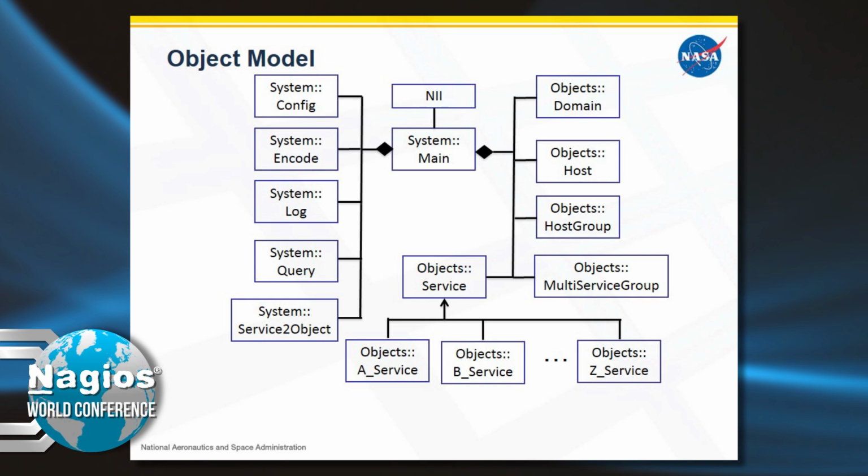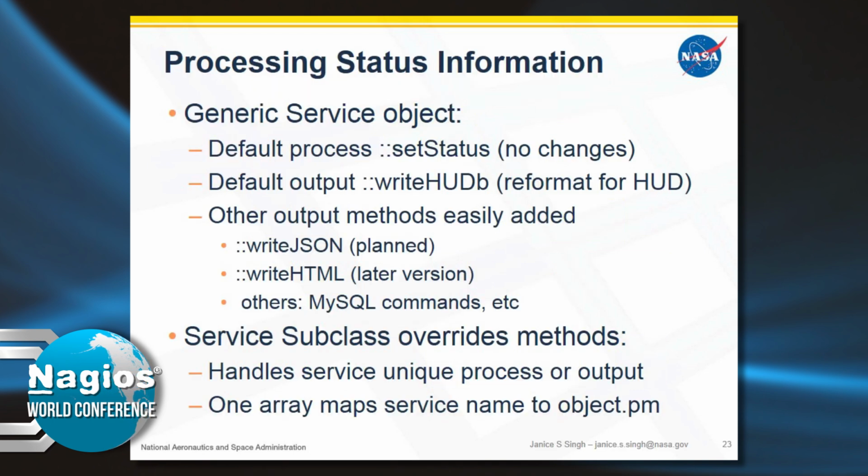And for those, again, who are interested in object-oriented, those are the subclassing that we do with the services. And if there is a service that needs extra handling, we put it in the service object. And so that way we're not doing any if-else. The object-oriented model just handles that. And this is similar information, just in text form. So the default process, it gets the information from Nagios, doesn't make any changes, and then the output is it writes it out for the HUD buffer.